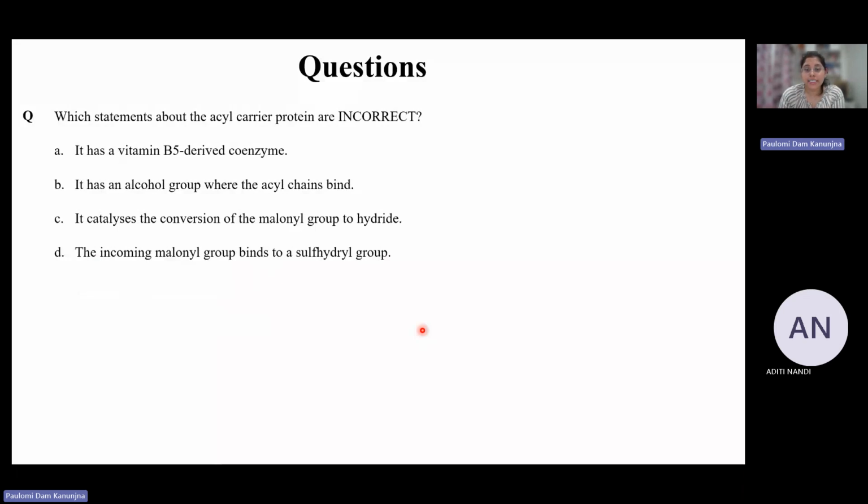Which statement about this is incorrect, which is basically the acyl carrier protein, where the SH group is for the synthesis of fatty acids. It says that it is a vitamin B5 derived coenzyme. It has an alcohol group where the acyl chains bind. This is very giveaway already. Next one says it catalyzes the conversion of malonyl group to hydride. And the fourth one says the incoming malonyl group binds the sulfur hydride group.